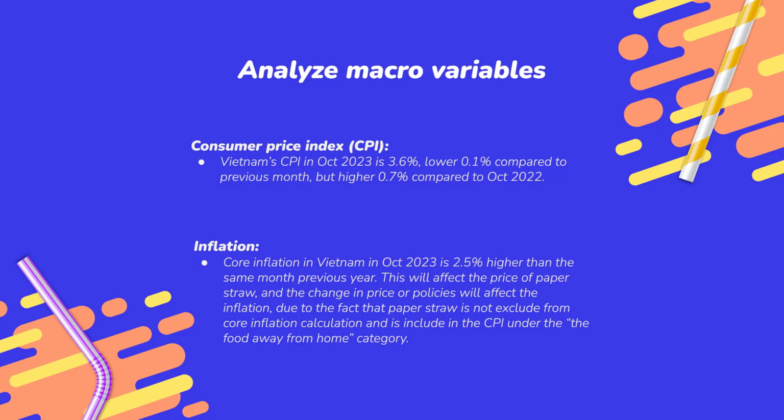Core inflation in Vietnam in October 2023 increased by 2.5% compared to the same month of the previous year, which is lower than the CPI of Vietnam in October 2023. This will help affect the price of paper straws, and a change in price or policy about the paper straw market will affect inflation, because paper straw is not excluded from the core inflation calculation and is included in the CPI under the food away from home category.